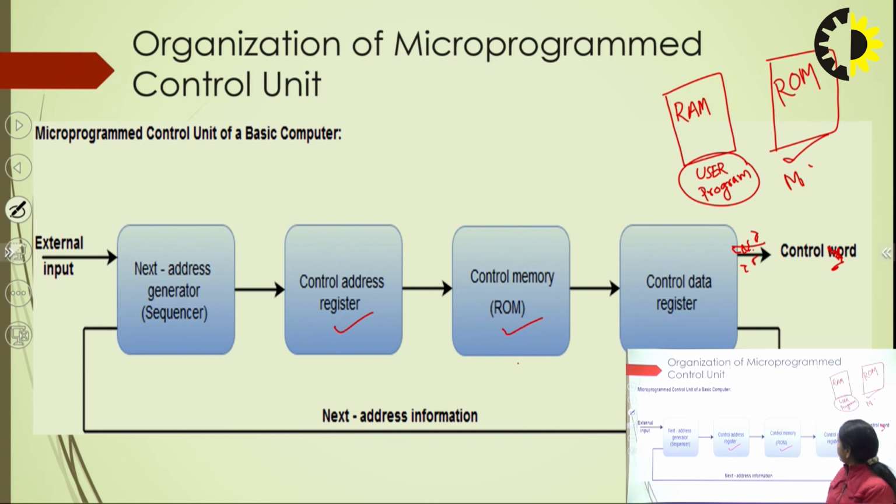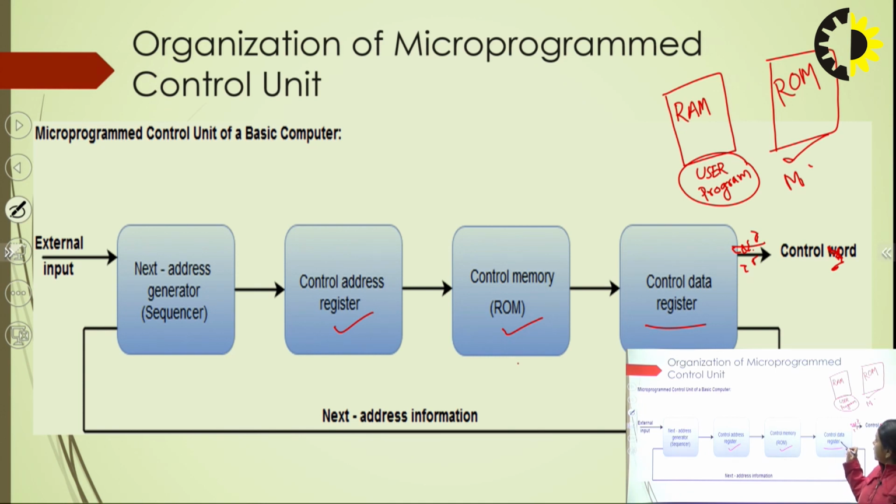Fine. Now next is the control data register. What is the use of this control data register? Control address register will store the address of the micro instruction. Then we will go to the control memory, because this is the address of your control memory, and we will fetch a micro instruction to execute, so that this instruction will be kept in the control data register.